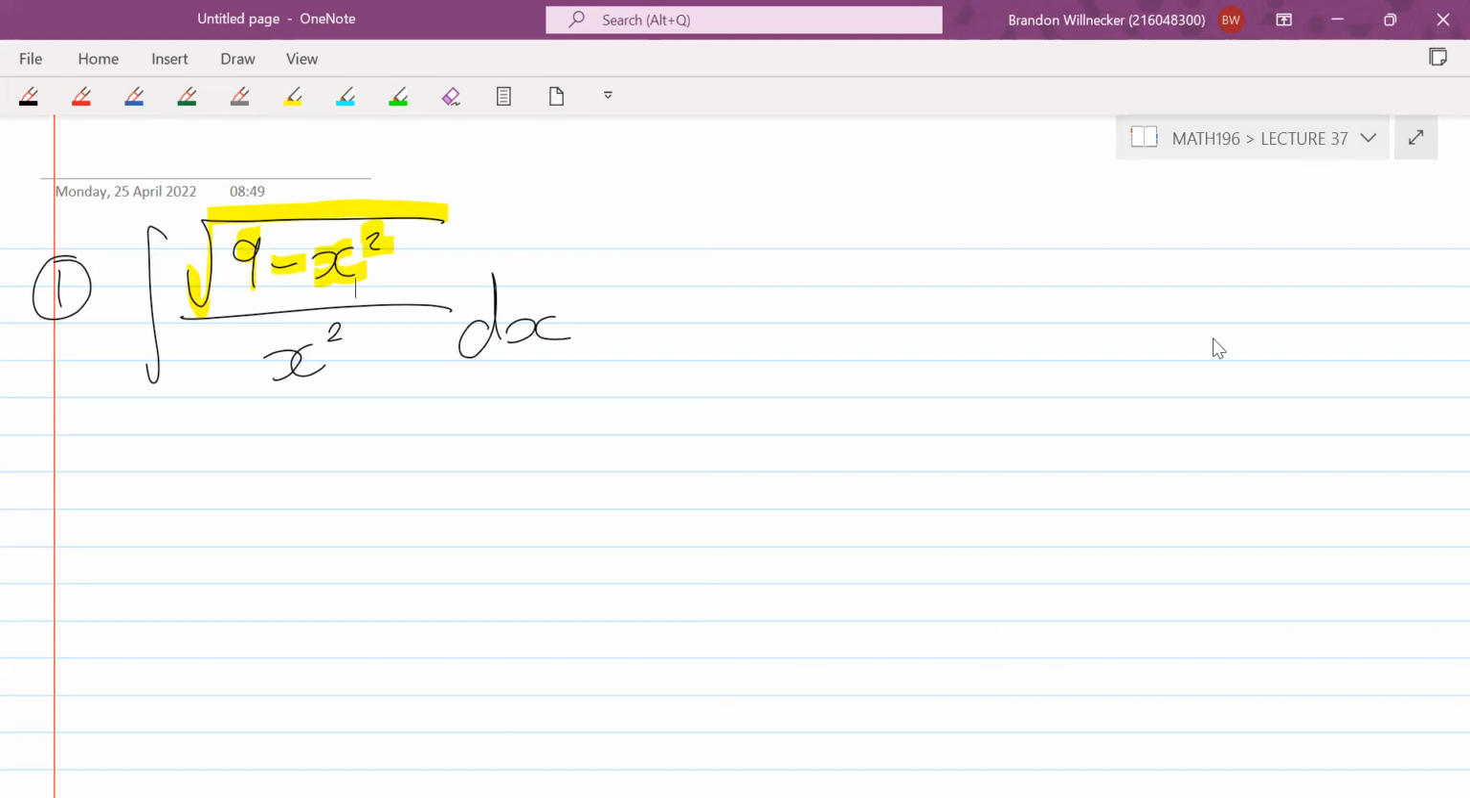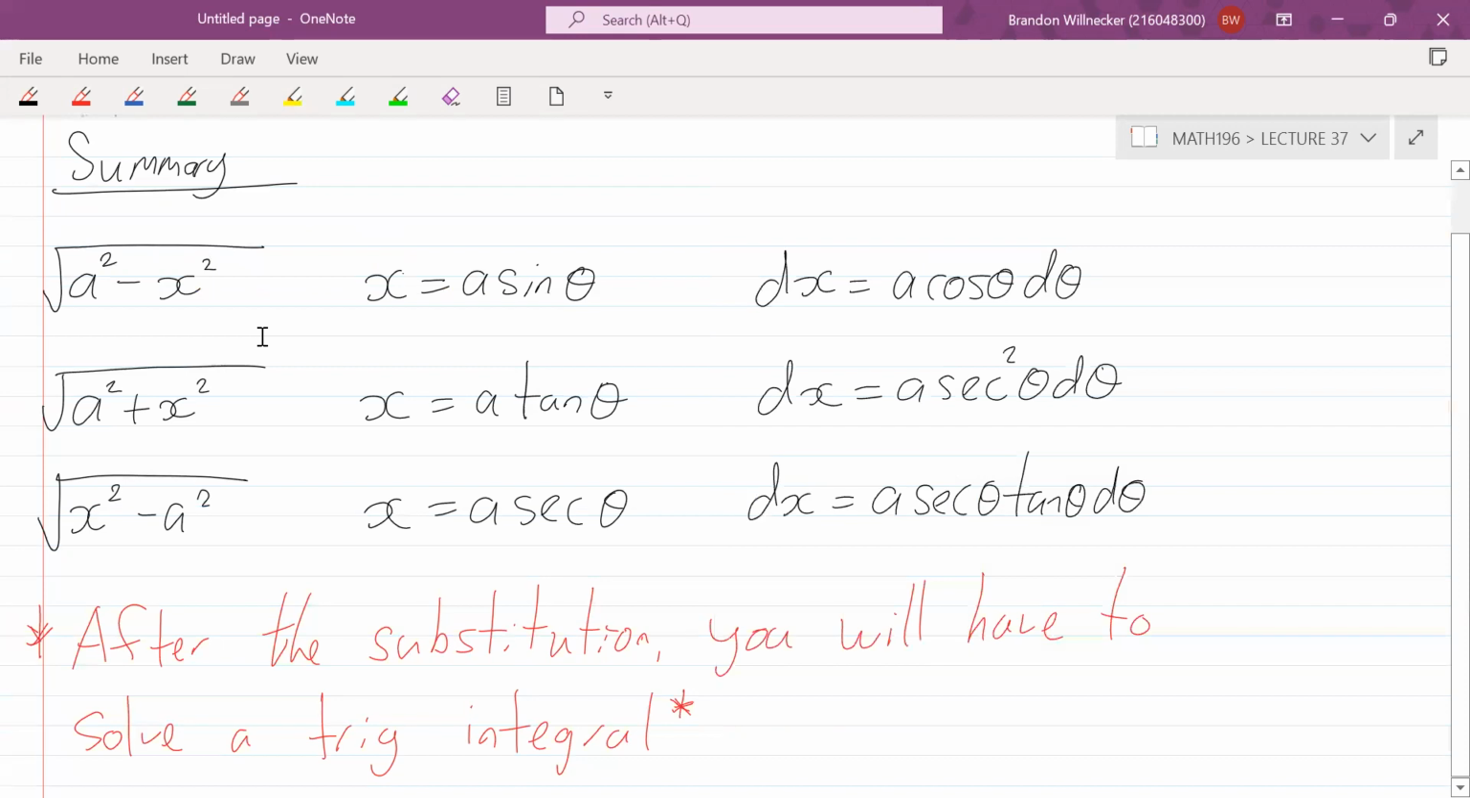So we go back to our table here. We see we've got 9 minus x squared, so that looks like case 1 that we're working with, where a is 3. So we're going to have to make the substitution x is equal to 3 sine theta, and then turn the integral into a trig integral.